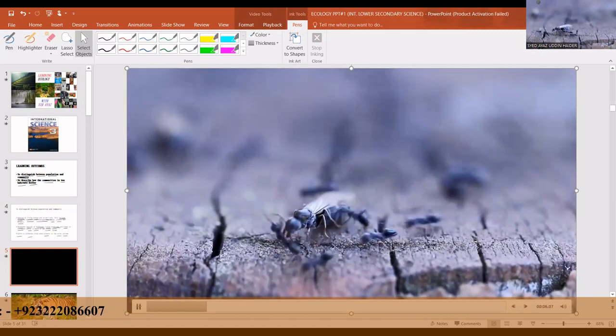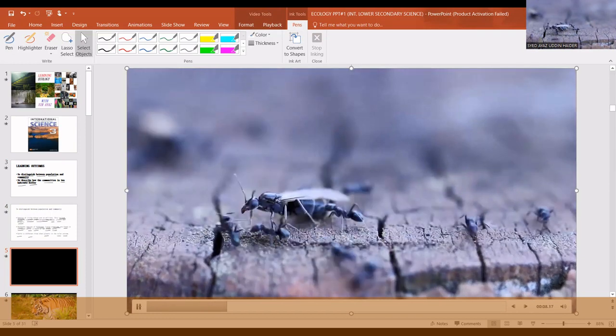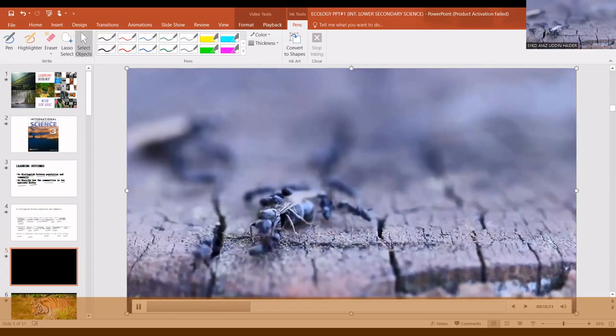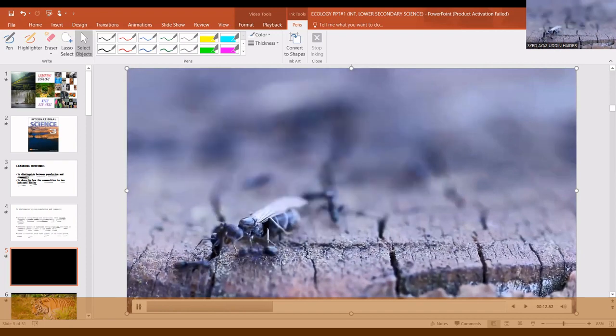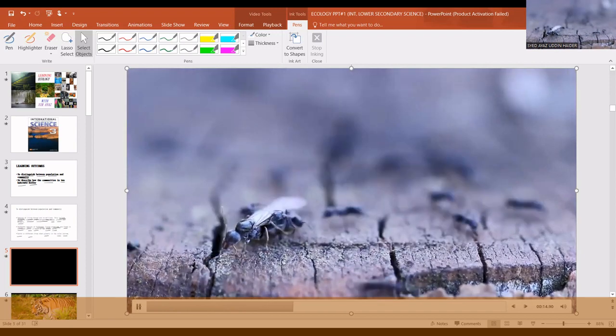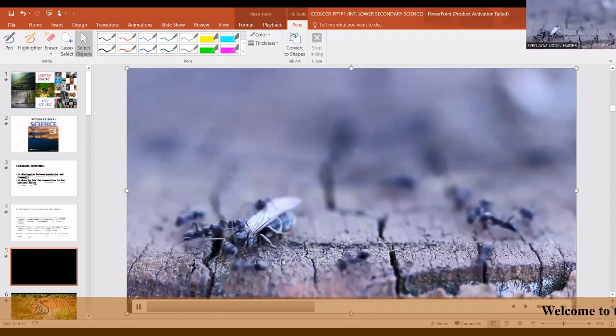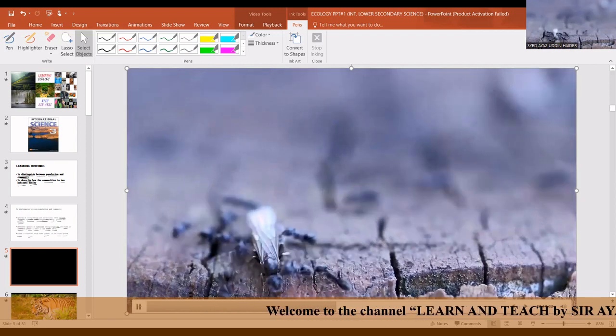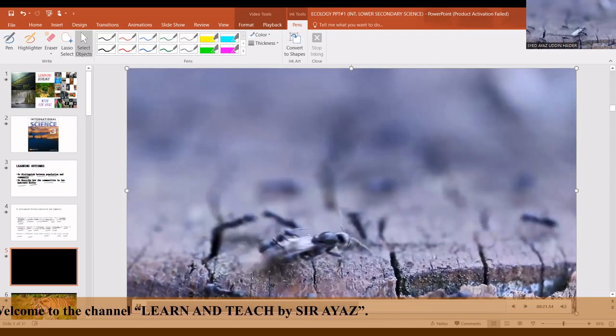You can see in this video, it's a colony of ants. They live in a social system. We call it a colony. They work together, they store food and take care of their young ones.